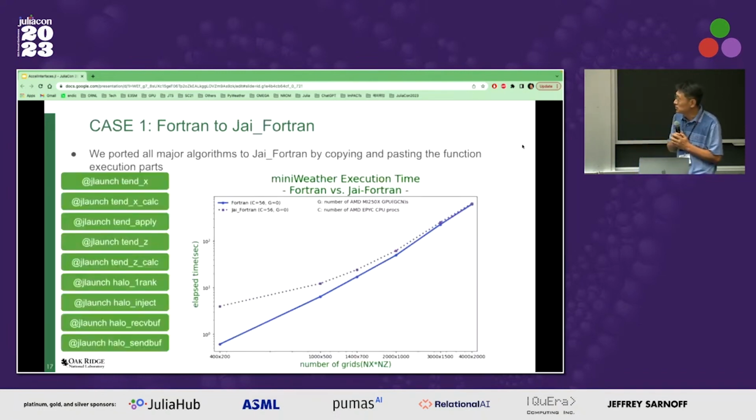So the first case I want to demonstrate is the migration from Fortran to J Fortran. As I said, we just copy and paste. So we were able to create all those nine kernels almost immediately, and the performance is shown here. The blue solid line is the Fortran version, and the dotted line is the J Fortran version. As you can see, the performance gets closer as the size of the workload gets larger.